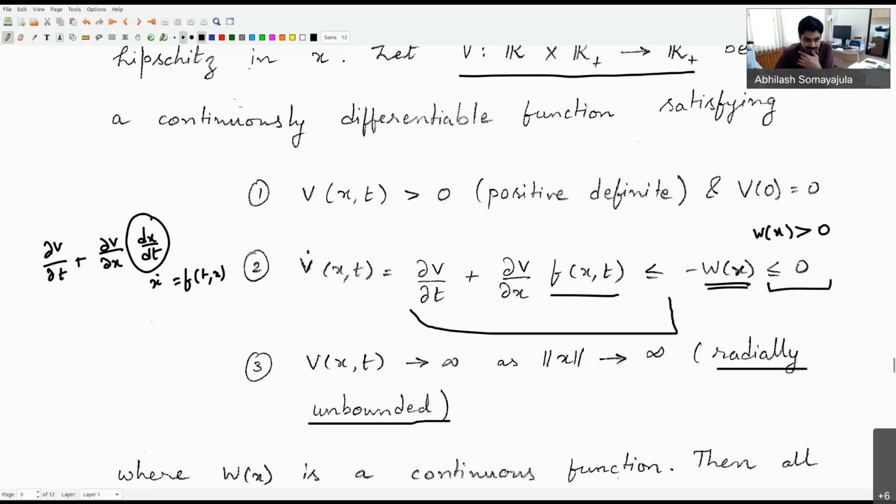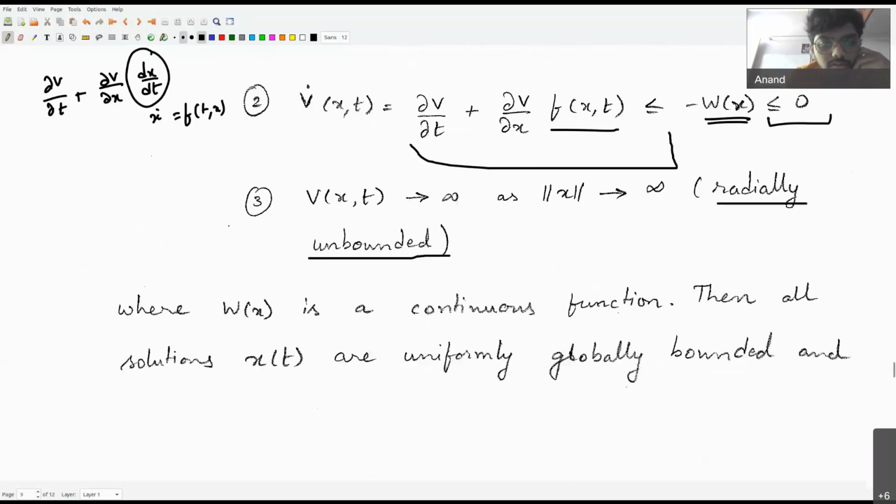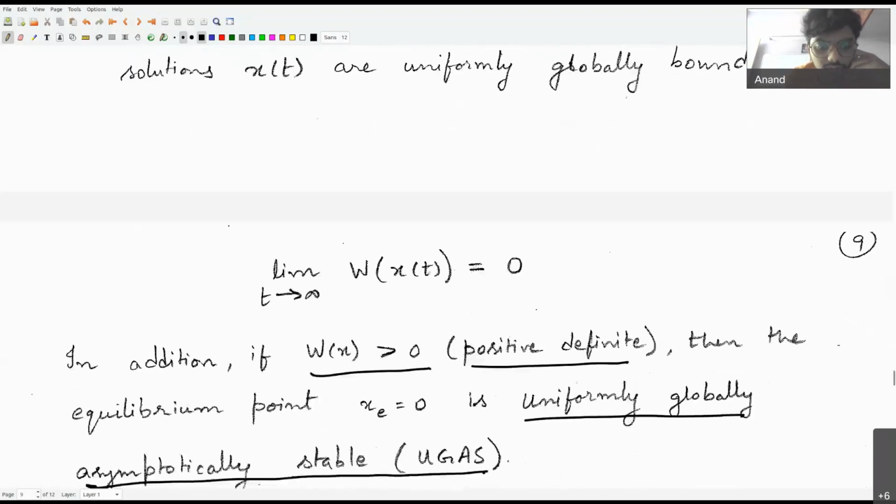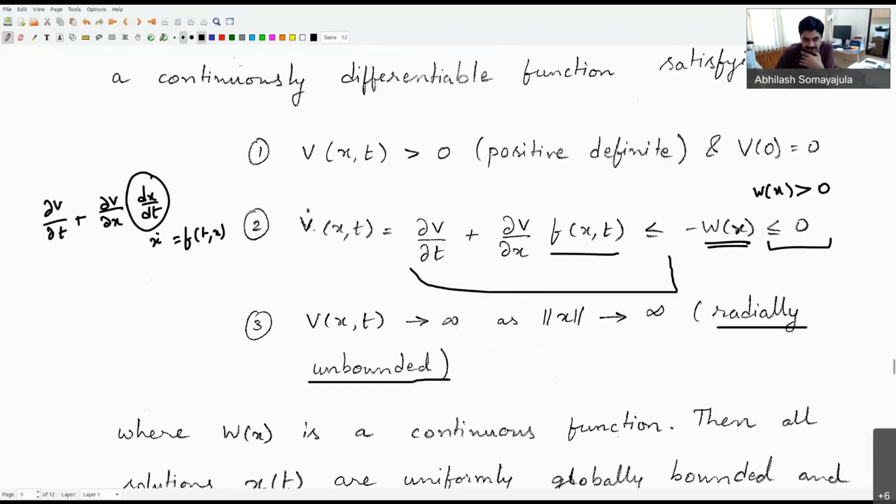Sir, but if W of x is less than 0, that inequality won't hold, right? Yeah, w of x has to be greater than 0. That's right. If w of x is greater than 0, only then positive definite, only then the system is globally asymptotically stable. But we are basically looking at this v dot to be less than 0. That's what we want to look at.